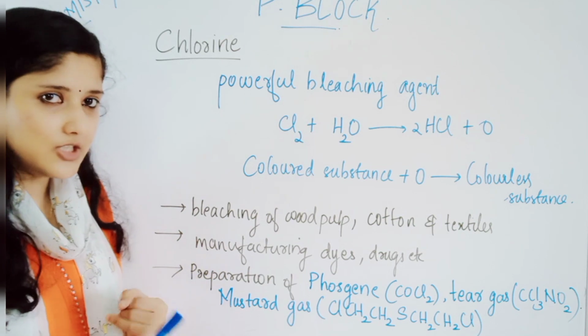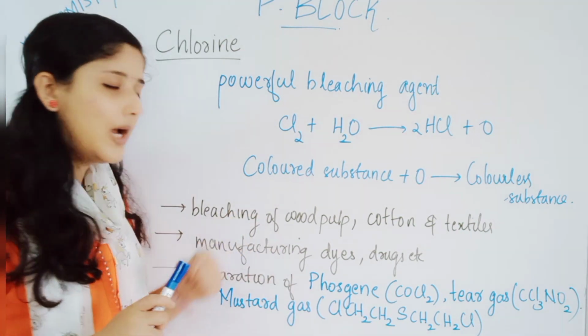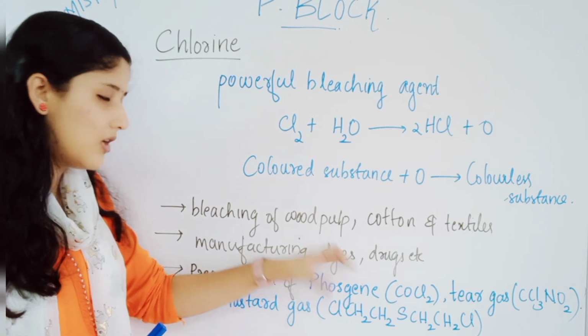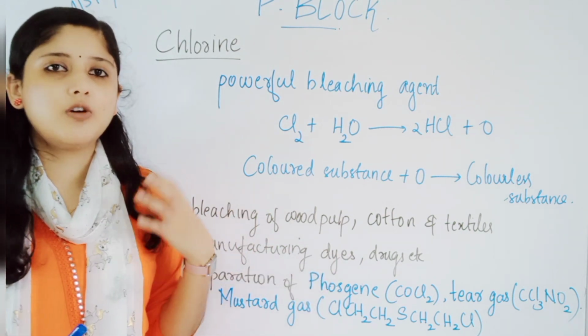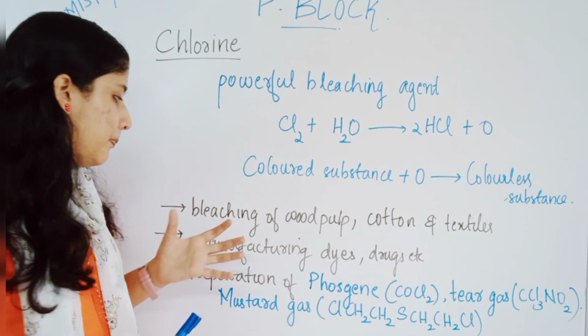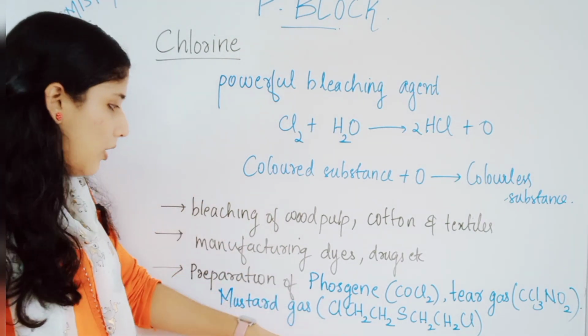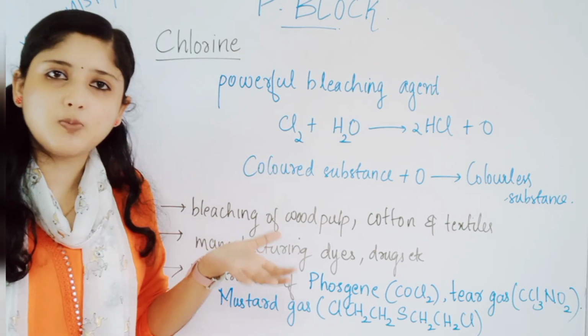It's used as a bleaching agent for the bleaching of wood pulp, cotton, textiles, etc., and also used in drug industries and also in the manufacturing of dyes. Chlorine is used. Next, there are many other properties, but all properties are mentioned in your textbook itself.